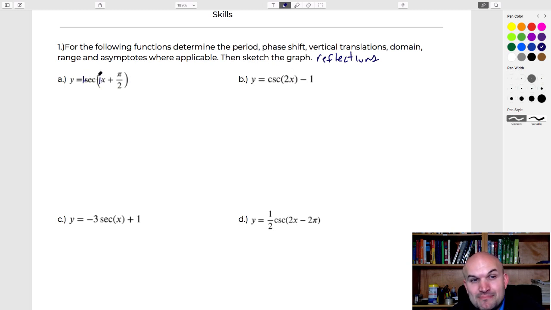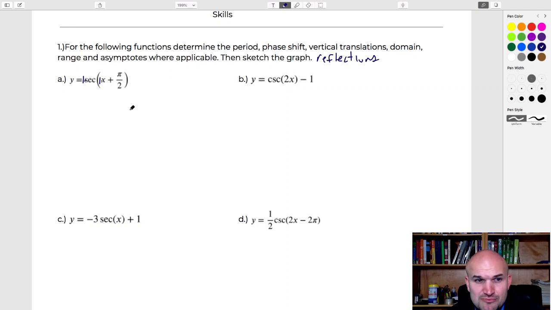All right. So in this case, if I'm just identifying these, if you guys remember, my A is going to be 1, my B is going to be 1, and A is going to affect our range. Remember, it's not going to be our amplitude. That was only for sine and cosine, but our A does impact our range, and that's why a lot of times I'm going to look at the reciprocal function to help us not only sketch the graph of our function, but to understand our characteristics.